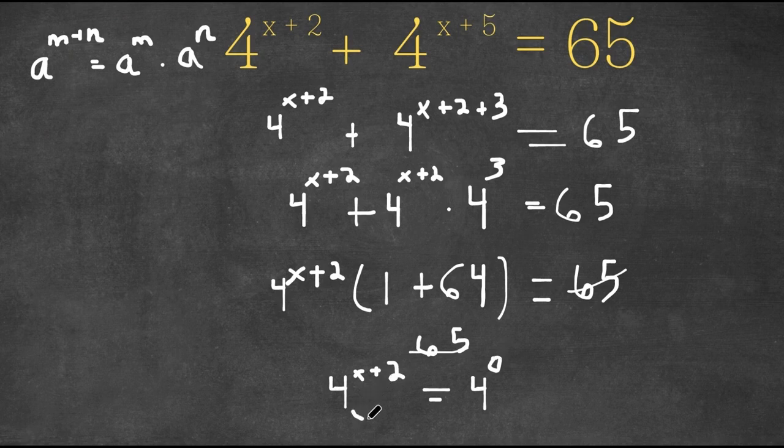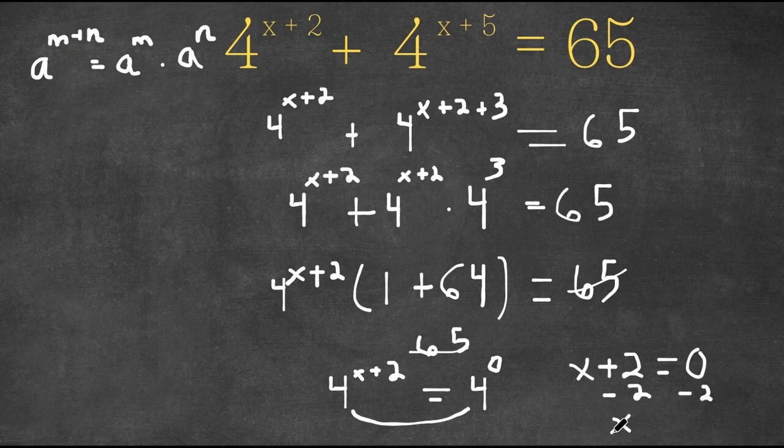Now, because both of the bases are 4s, we know that the exponents are the same as well, meaning x plus 2 is equal to 0. Now, as you can see, we have a simple equation, and if we subtract 2 on both sides, we get x is equal to -2. So this is our answer.